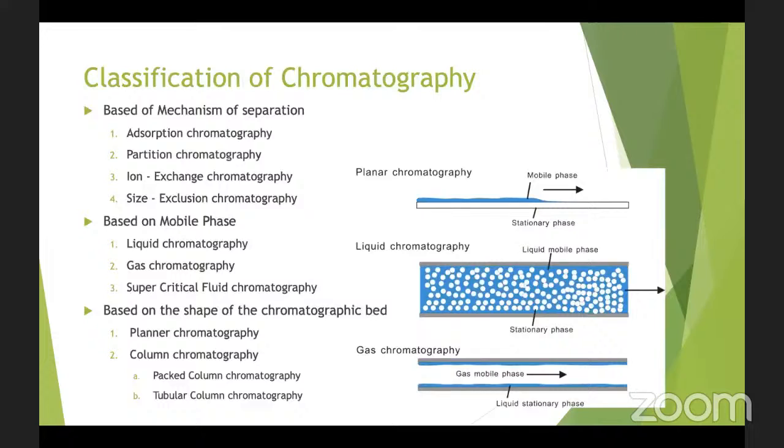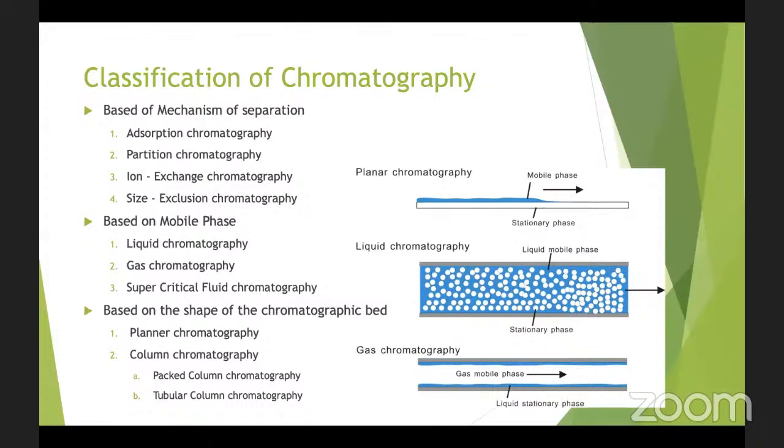Now, based on stationary phase or mobile phase, or the principle, chromatography can be classified in three different ways. So first is based on the mechanism of separation. In this, it can be divided into four types. So the first type is adsorption chromatography.